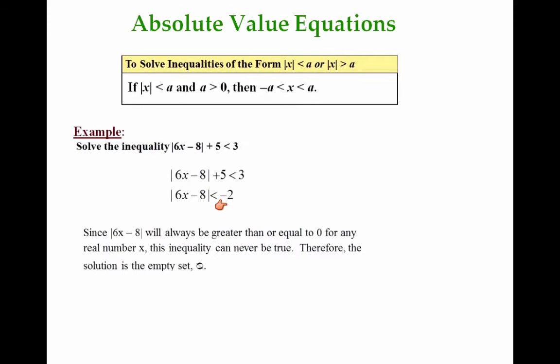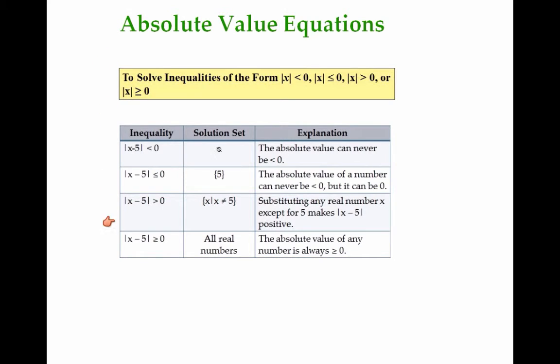Never. So when you see a negative number here, you just have to analyze it like I did here and see if it makes sense or not. Absolute value of something cannot be less than a negative number, so the solution would be the empty set. So there's no solutions here for this inequality. So here's a list of all the scenarios that you could get.